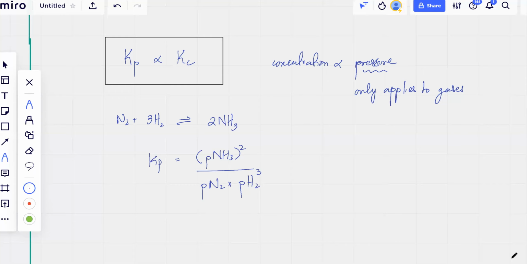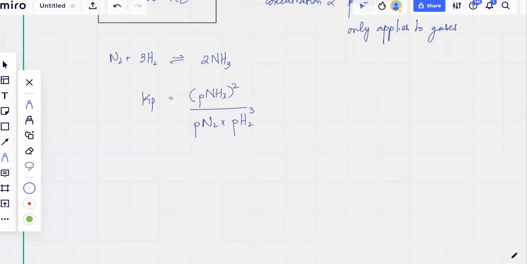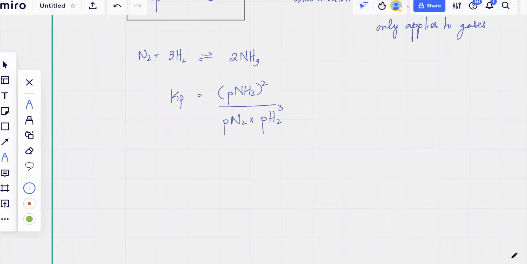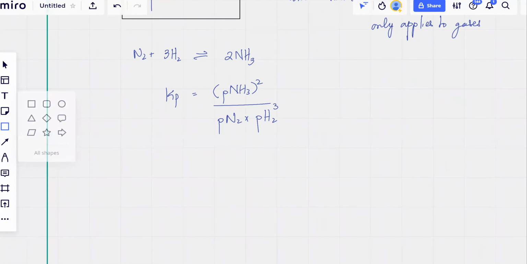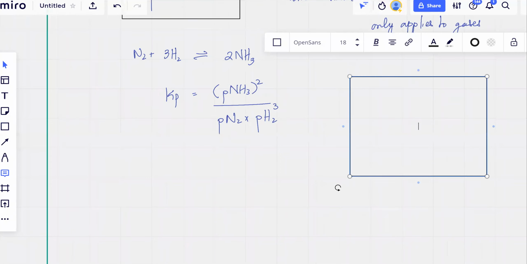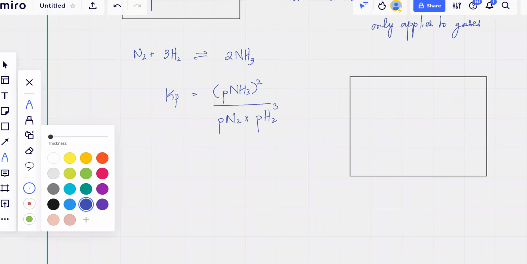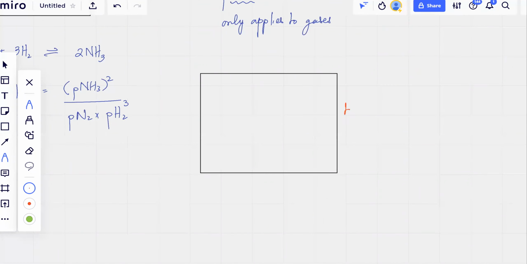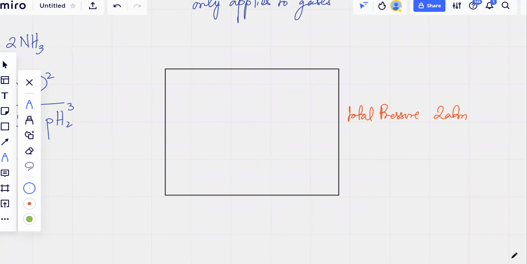So that is how Kp would be written. Now, for Kp, everything would be the same, except for the issue of how you calculate the pressure due to particular gases. If you have a container, you always measure the total pressure. The total pressure of the container is, let's say, 2 atmospheres. Then the container has all these gases.